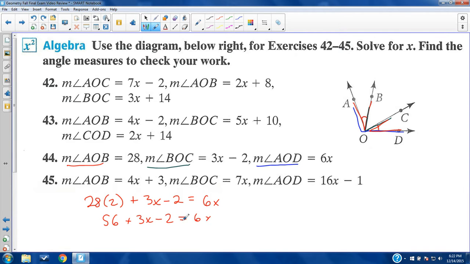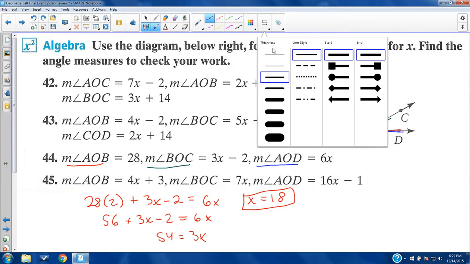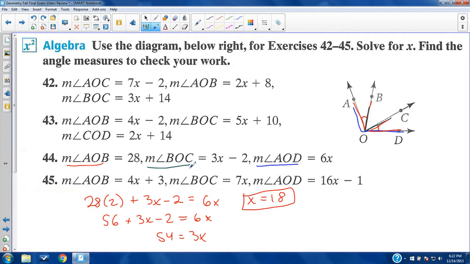56 minus 2 is 54. I subtract 3x from both sides, I'll get 3x on that side. And we'll get x equals 18, if I'm doing my math right there. Okay, you solve for x. Now you have to find the measure of these specific angles that they're asking us for, which is technically all of them. Measure of angle AOB is the same thing as the measure of angle COD, but they're not asking us for that one. But that one's 28. I guess we already knew that one.